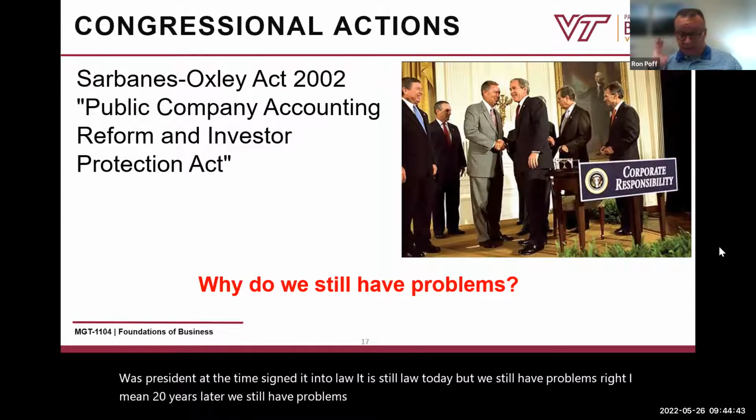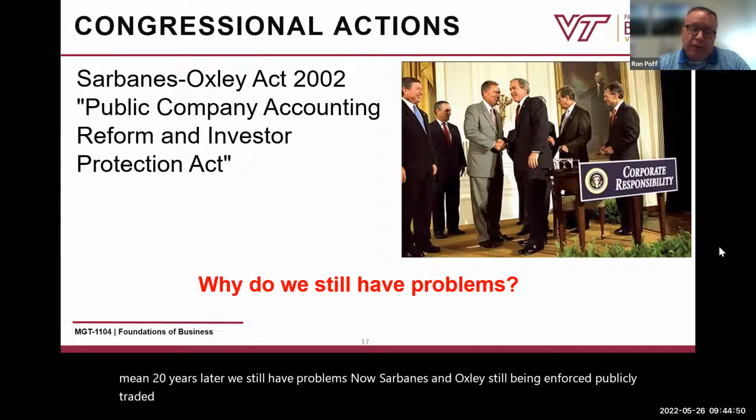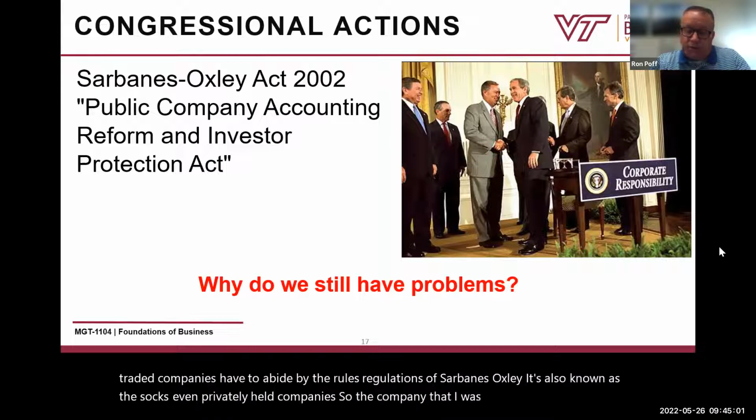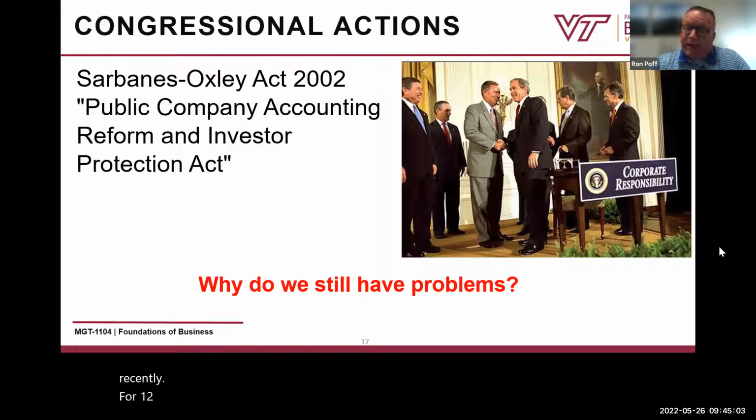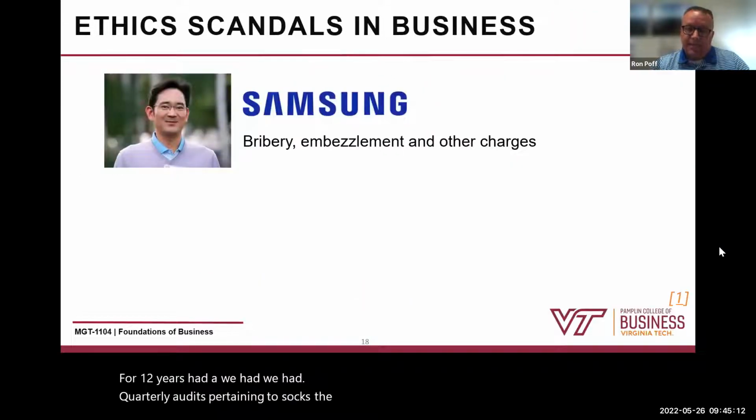Now, Sarbanes-Oxley is still being enforced. Publicly traded companies have to abide by the rules and regulations of Sarbanes-Oxley. It's also known as SOX. Even privately held companies, a company that I was just recently with for 12 years, we had quarterly audits pertaining to SOX, the Sarbanes-Oxley Act. Just some other examples.